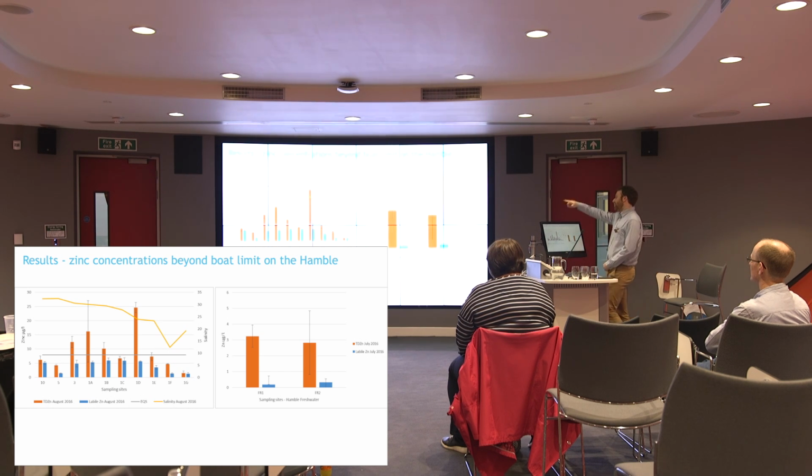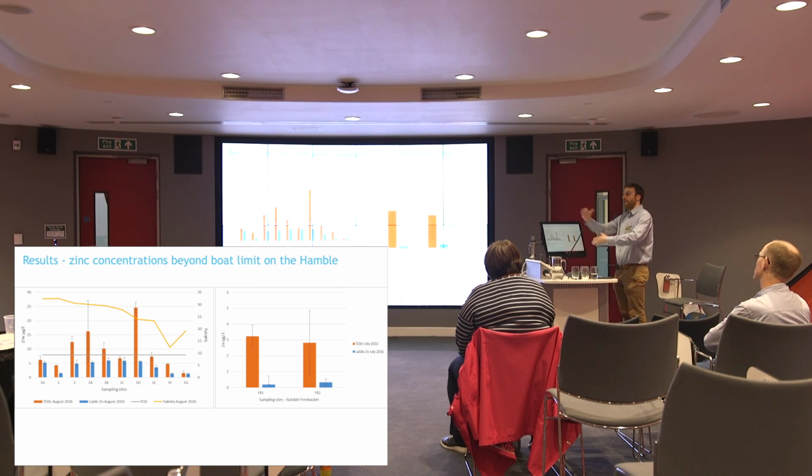But then if we go upstream, you can see 1F and 1G. These are up at the tidal limits of the Hamble estuary and the two tributaries, and these are below the EQS. So this shows that the major source of zinc is coming into the Hamble within the estuary itself. And this is also supported by the graph on the right, which has two freshwater samples for the Hamble, which again showed dissolved zinc levels of 2 to 3 micrograms per litre.